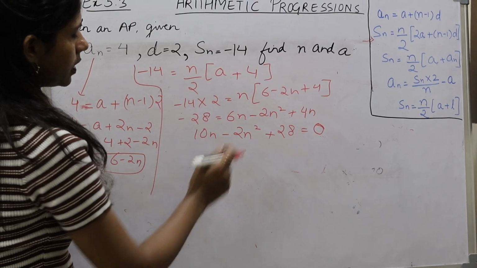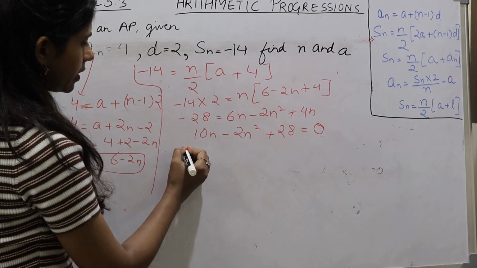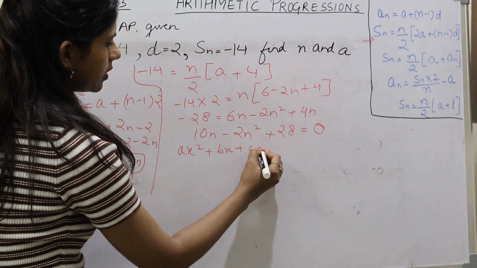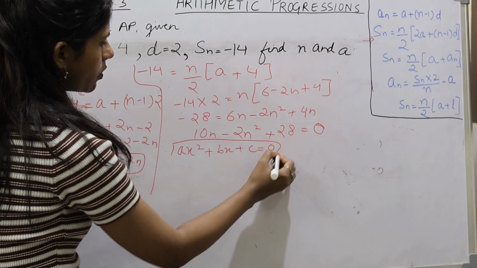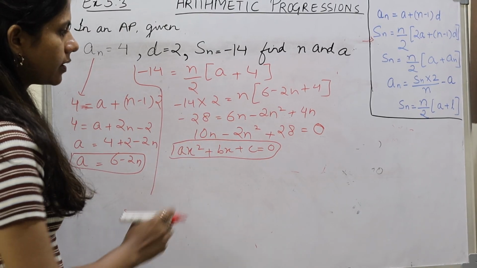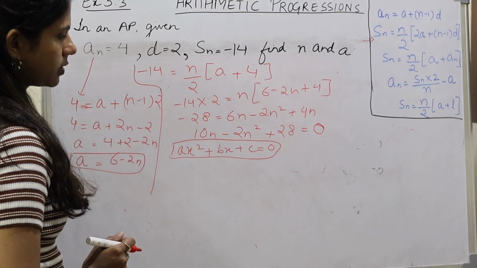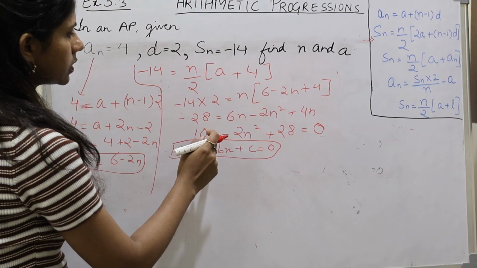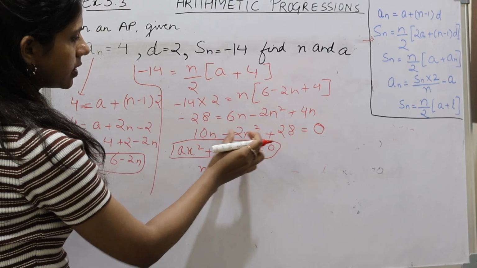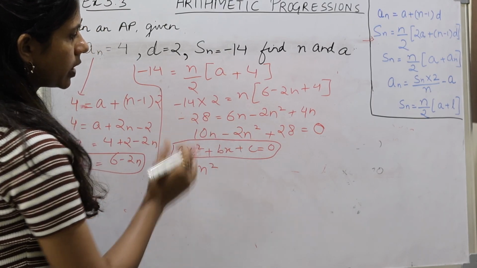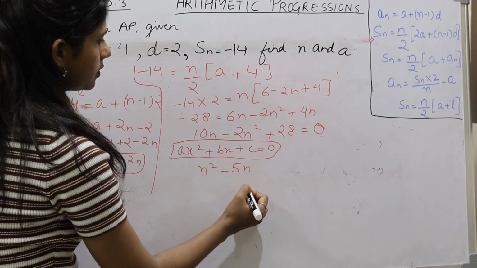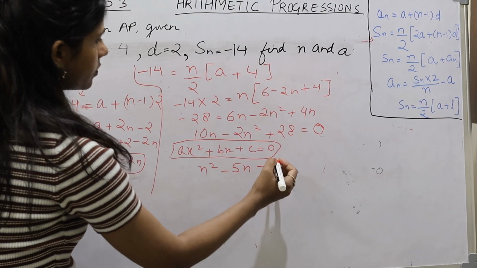Alright, so if we want to make it in the form of ax square plus bx plus c equal to 0, this is the standard form of quadratic equation. So for that, if something is coming in common, we will take that. Also we will take the minus symbol also as common. So we will take minus 2 as common. It will become n square. See this term, I am just shifting it here. Taking minus 2 common, it will be minus 5n minus this one.